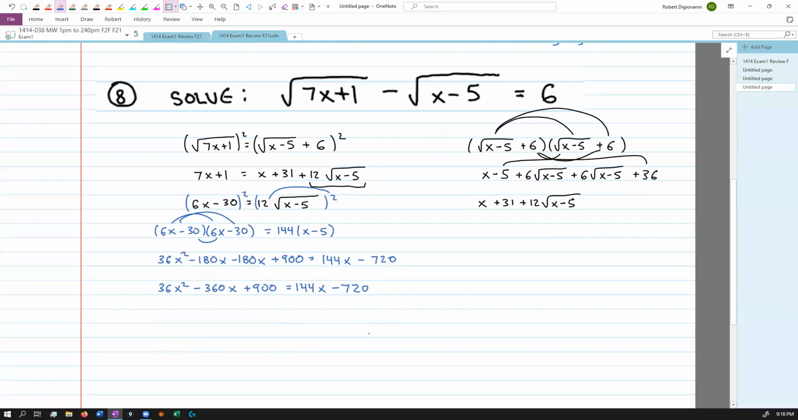All right, let's bring everything over to one side. So I'm going to subtract 144x and add 720. It'll kill off the right side, we'll get 0 equals 36x squared. Okay, 360 take away 144, sorry, is minus 504x and then plus 1620. Oh my goodness, that's ugly. I'm hoping 36 goes into all of those.